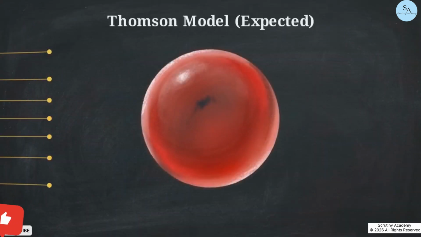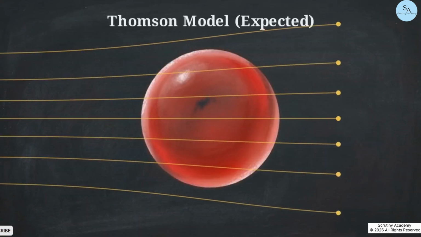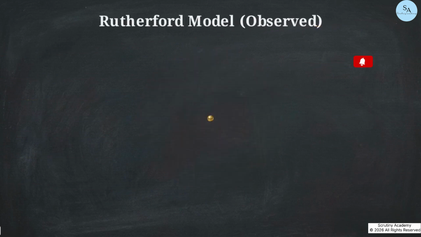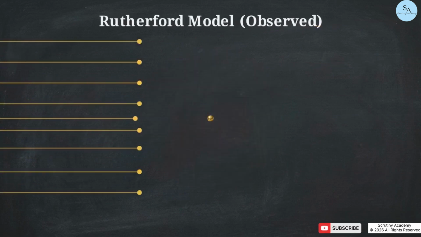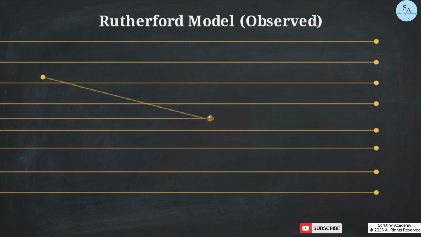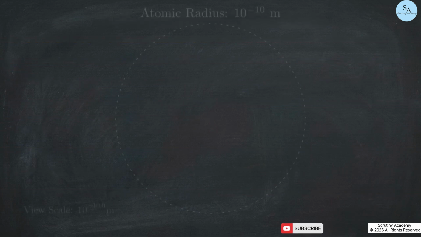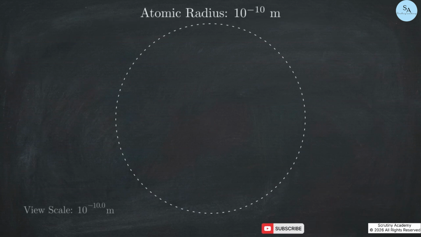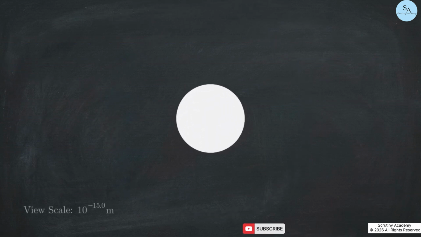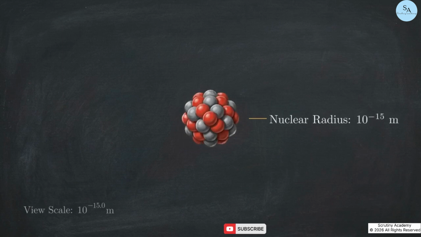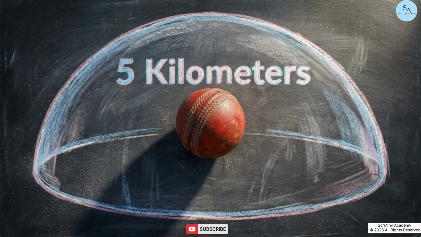If the atom were a solid mass, the particles would pass through with only minor deflections. Instead, while most passed straight through, a tiny fraction bounced almost entirely backward. This revealed a staggering difference in scale. The nucleus, with a radius of 10^-15 meters, is thousands of times smaller than the atom itself. If the nucleus is a cricket ball on a pitch, the atom's edge would be 5 kilometers away.